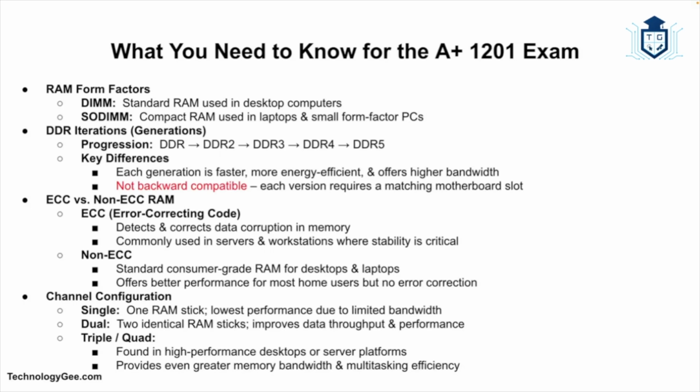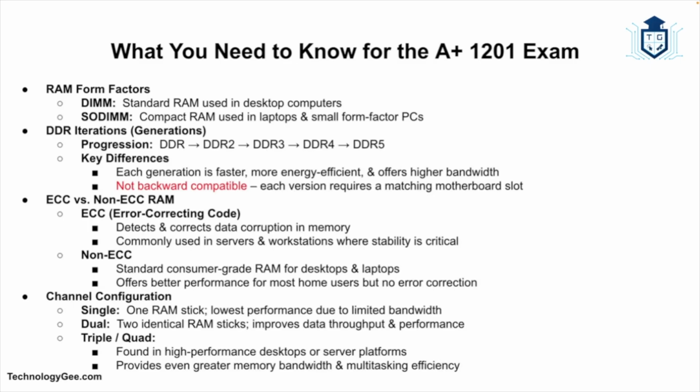So when it comes to RAM form factors, you got 2 types. You got DIMM or dual inline memory module, and that is used for desktop computers. And you got SODIMM or small outline dual inline memory modules, and those are used for laptops. When it comes to DDR iterations, it goes DDR, then DDR2, then 3, then 4, then 5. And basically each one is faster, uses less power, and is not backwards compatible with the previous version.